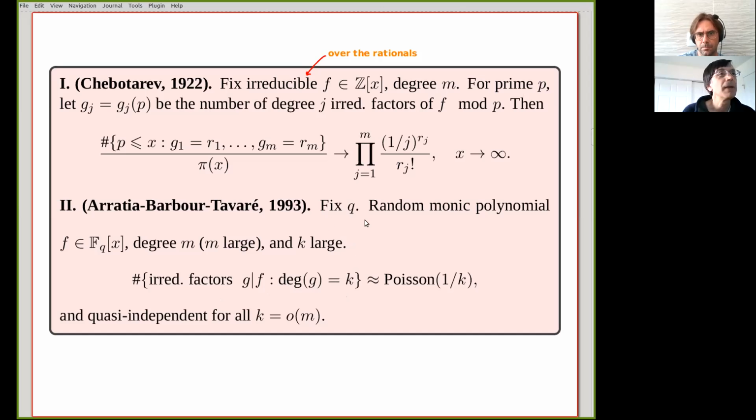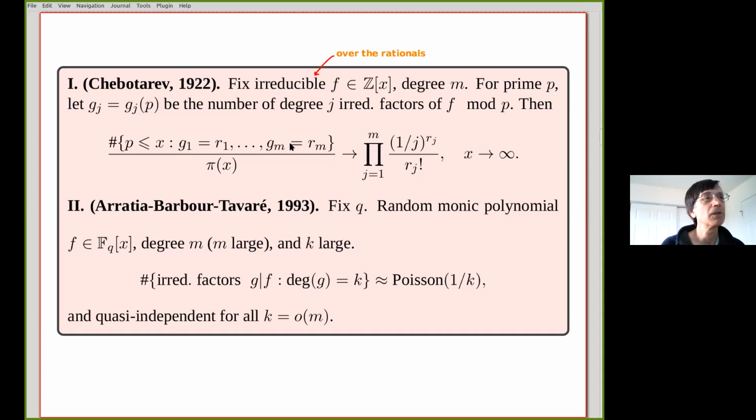And that dependence is actually already built into the Chebotarev theorem, because we're given that the sum of the degrees of all the factors has to equal m. Okay, that's built in as an assumption on R1 through Rm here.